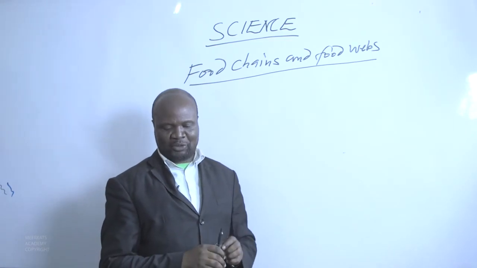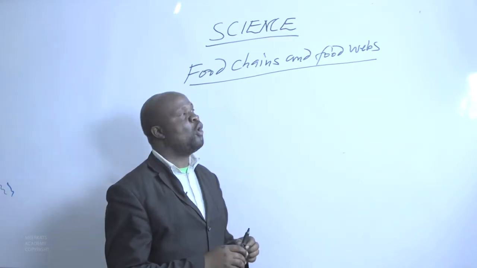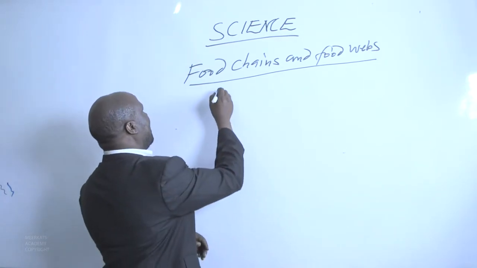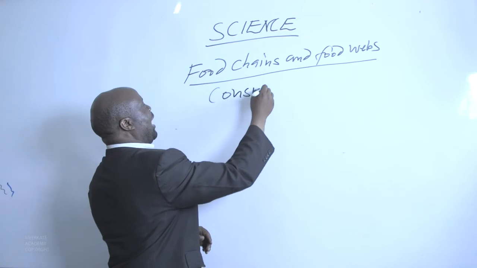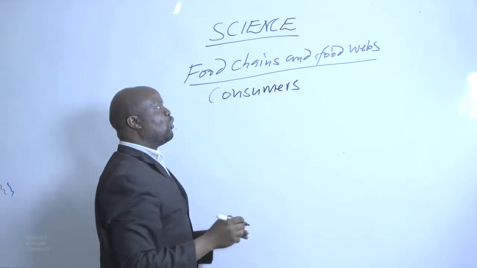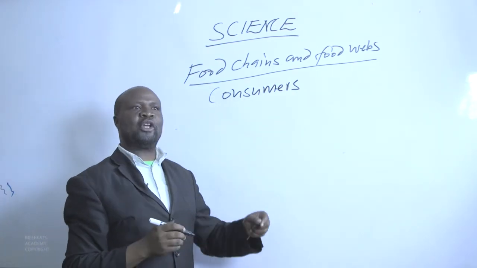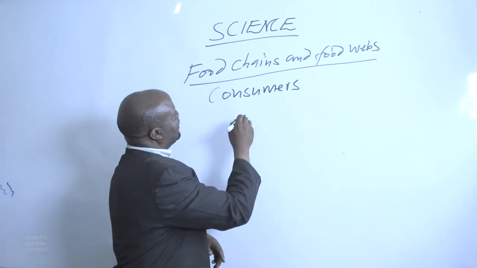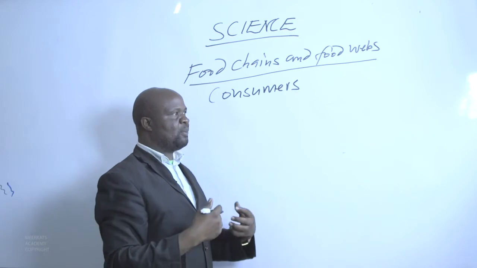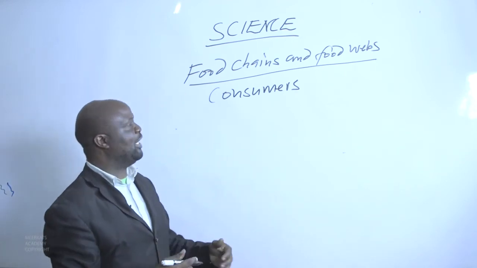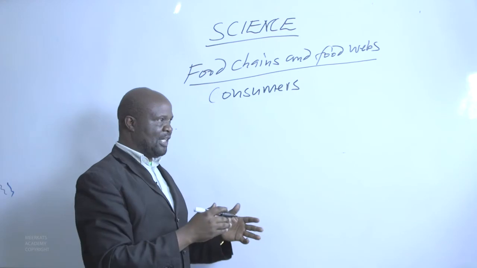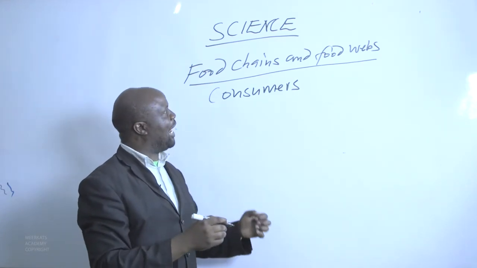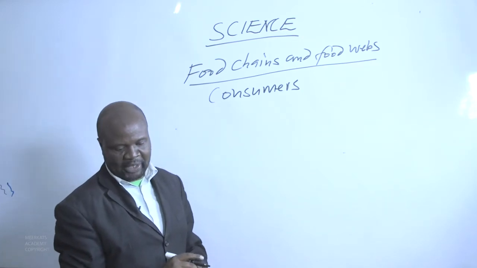Now we are saying animals are therefore called consumers, because what they do is consume. All animals are called consumers because they consume plants or they consume other animals to get their energy. And because plants are able to manufacture their own food, we call these plants producers, or producer organisms, as I had communicated earlier.